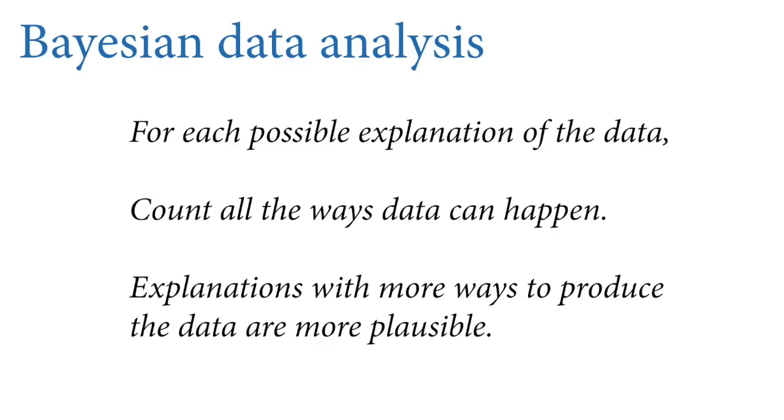Okay, let me round this out and talk about the overview. So Bayesian data analysis is really as simple as taking each possible explanation of the data, counting all the ways the data can happen, and then considering explanations with more ways to produce the data to be more plausible. Those plausibilities are then useful for lots of things that have implications for observations, and that's why Bayesian data analysis has become so commonplace and mainstream in the sciences and elsewhere. But it really is, this is the basis.